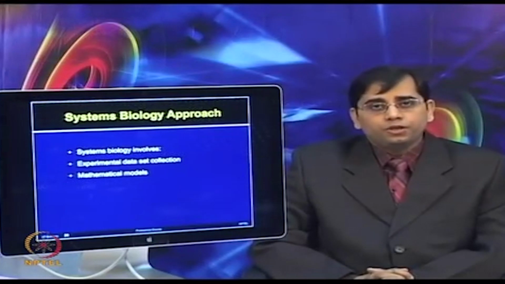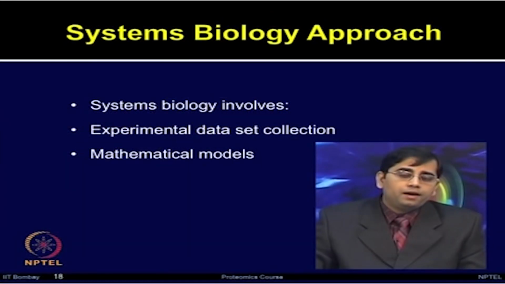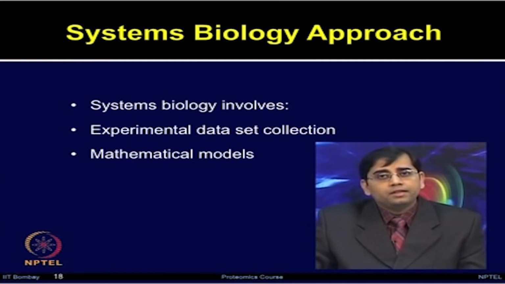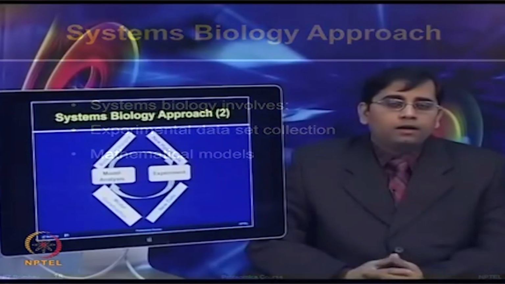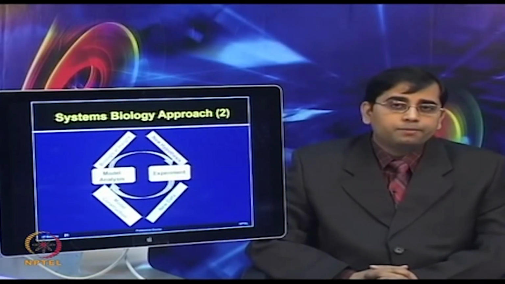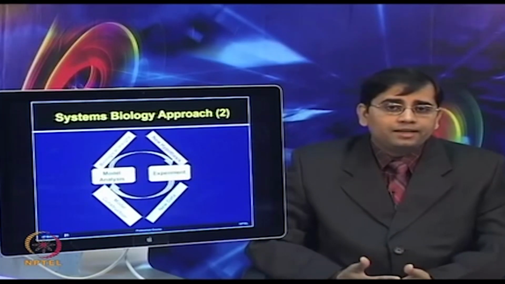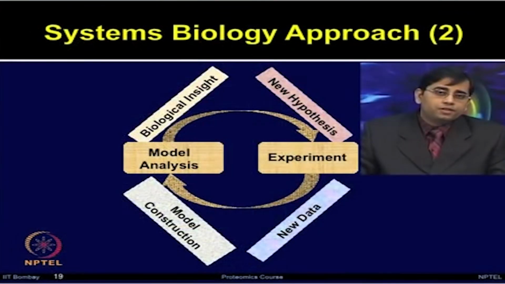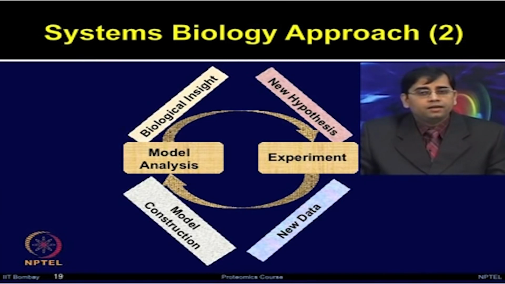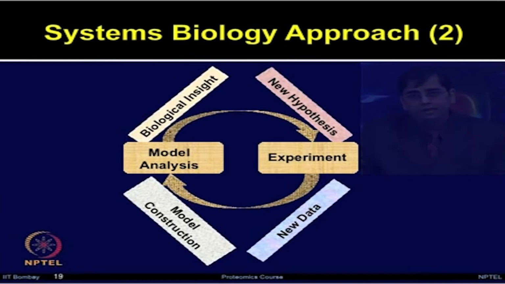The systems biology approach involves first of all collection of large experimental data sets and then mathematical models to provide insight into some significant aspects of the data sets. A simple systems biology approach would involve experiments by adding new data sets which will be used for model construction and model analysis, and the biological insight derived from these models can be used to propose new hypotheses. So, the properties of a system are probably more than just the sum of all its individual properties or its components. Therefore, it is possible that a system may have its own property by applying all the components.